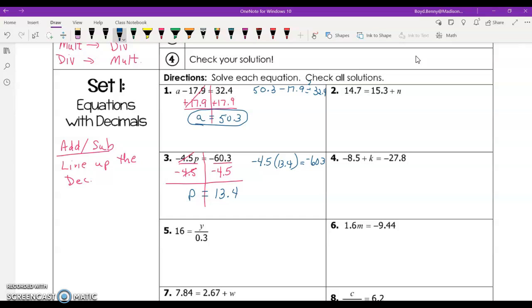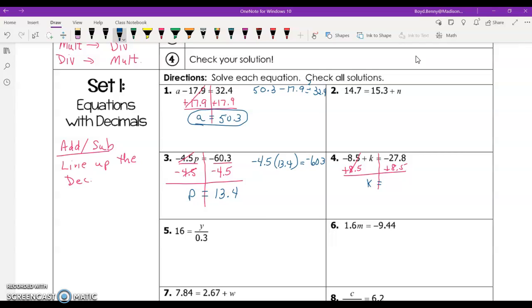Okay, I'm going to go ahead and do number 4 with you because I noticed earlier in the week that you guys were struggling with this a little bit. So here I see a negative 8.5 plus k. Let's draw our line. The inverse of adding negative 8.5 is to add a positive 8.5 to both sides. So when I do that, that's going to eliminate this because that adds up to 0. I'm going to have my k on the left side because 0 plus k is just going to be k.